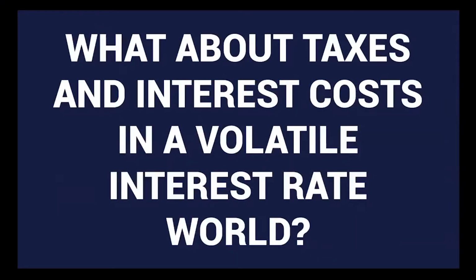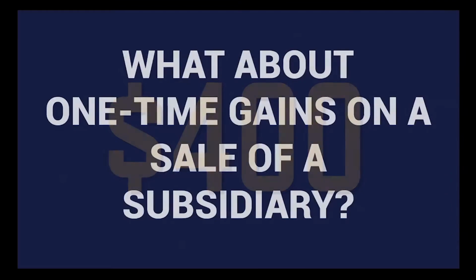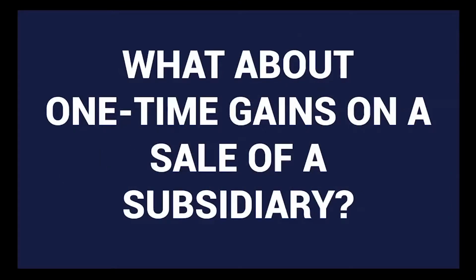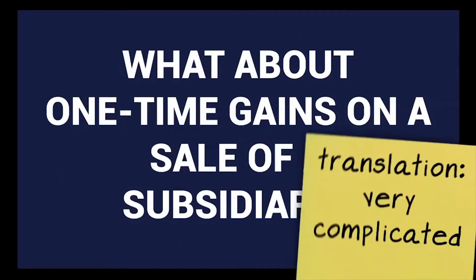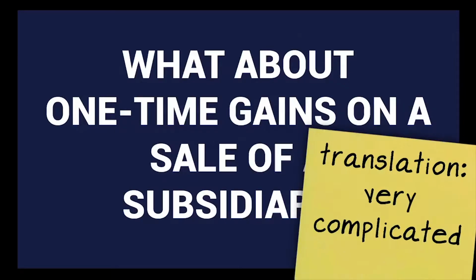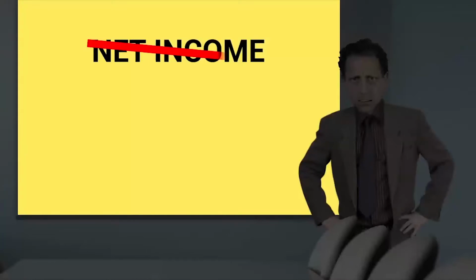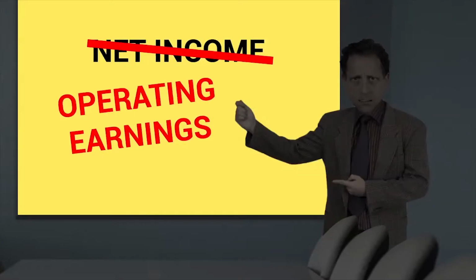Yeah, that works. All right, well, what about taxes and interest costs in a volatile interest rate world? What do we do about those? And what about one-time gains on a sale of a subsidiary which carried a lot of debt and tax losses with it? Translation? Yeah, it's all very complicated. Well, most managers get past all that noise by ignoring net income and instead reporting operating earnings.